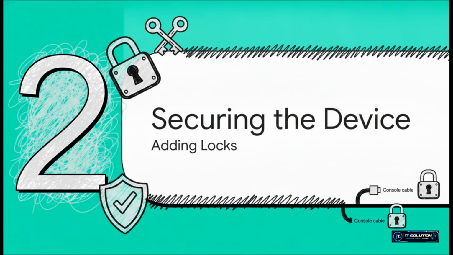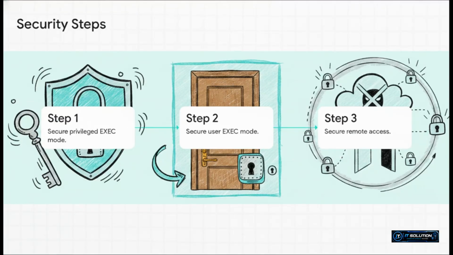Moving on to phase 2, securing the device. Because an open house is dangerous, we need to add some locks. Right now, our digital house has no locks on the doors. Anyone could walk right in. To fix this, we need to implement 3 mandatory levels of password protection. First, we have to protect those master keys by securing privileged exec mode. Second, we need to secure the front door by password protecting user exec mode. And third, we absolutely must secure the virtual backdoors by protecting remote access.